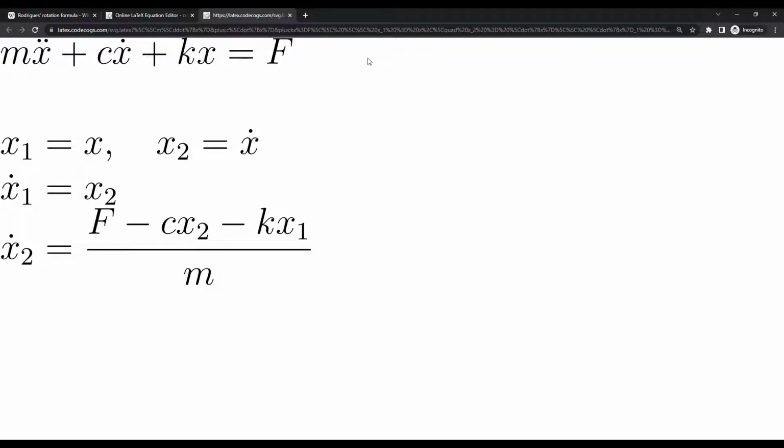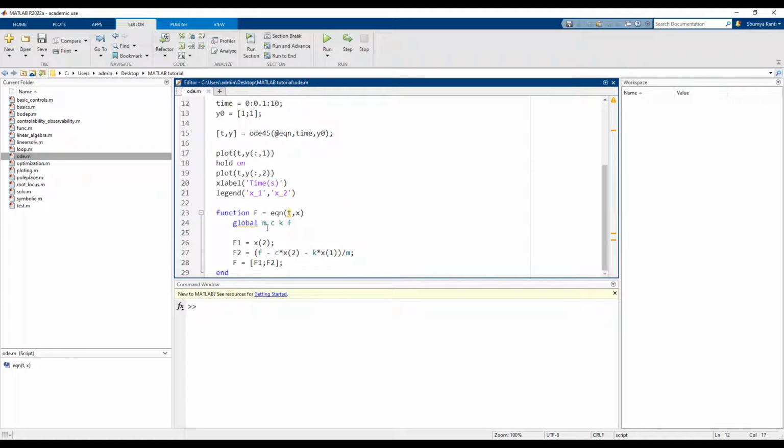We will take all the terms to the left, so it will be F minus c x2 minus k x1, divided by m. This is the state space form of this particular second order differential equation. If you have an nth order differential equation, there will be n first order differential equations. As you can see, all these terms are first order differential equations. So in this function we are defining that explicitly.